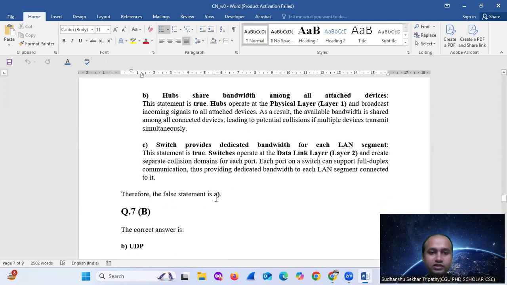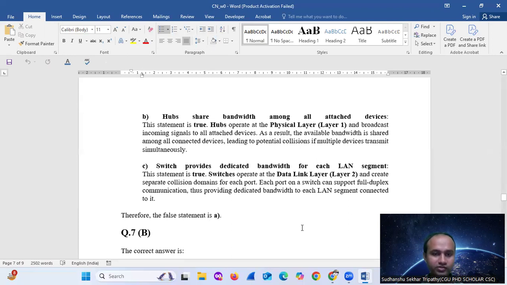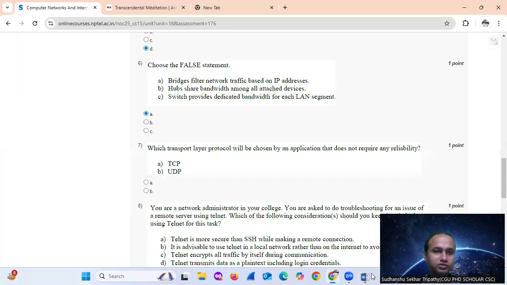तो सी में क्या था? ओके, switch provides dedicated bandwidth for each LAN segment. So the statement is true. क्यों ट्रू है? Switches operate at the data link layer, that is layer number 2, and create a separate collision domain for each port. Each port on a switch can support full duplex communication, thus providing dedicated bandwidth to each LAN segment connected to it. So A statement false and B is true. Okay. So option number A.